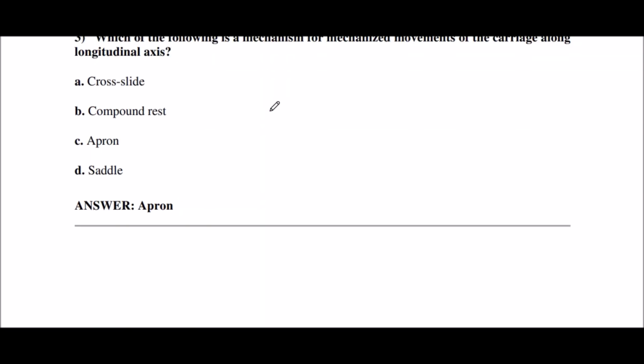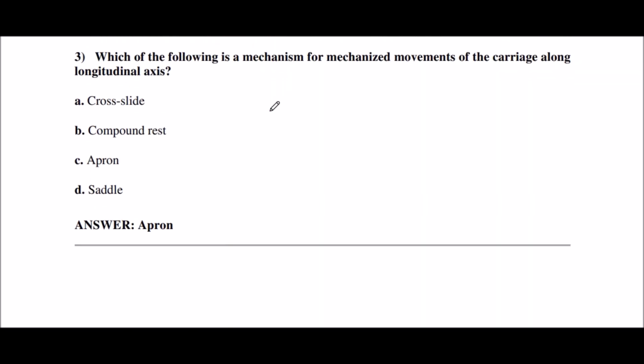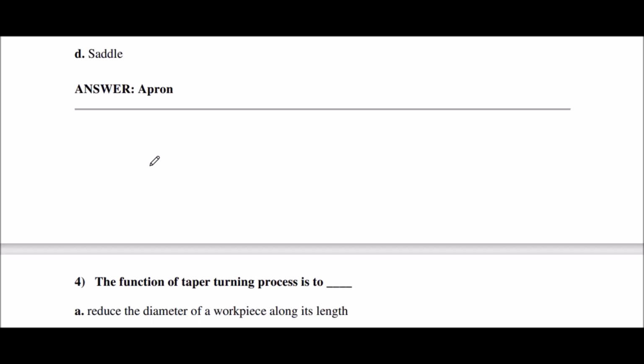Next question, which of the following is a mechanism for mechanized movement of the carriage along longitudinal axis? Option A, cross slide. Option B, compound rest. Option C, apron. Option D, saddle. Right answer here is option C, apron. Okay. Apron is a mechanism for mechanized movements of the carriage along longitudinal axis.